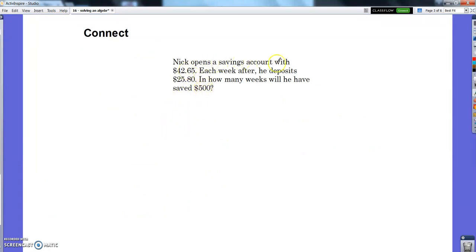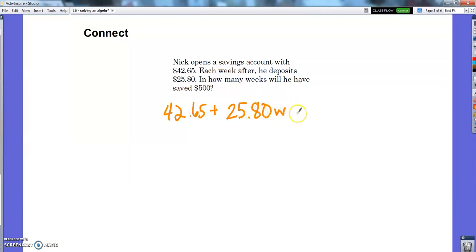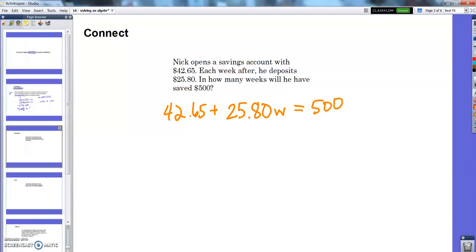All right. So here's an equation problem that we just did. Nick opens a savings account in which he deposits $42.65. Each week after he deposits $25.80. In how many weeks will he have saved $500? So we have solved this exact thing as an equation up till now. We've said he's going to put in $42.65 and he's going to add to that $25.80 every week. And we wanted to know when that equals 500. And we've already done this problem lots of times.